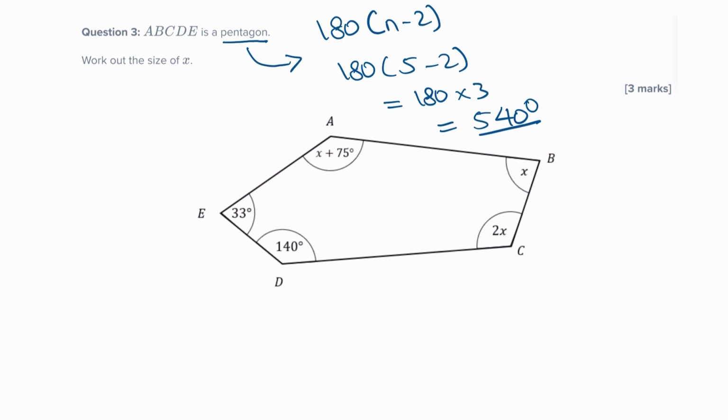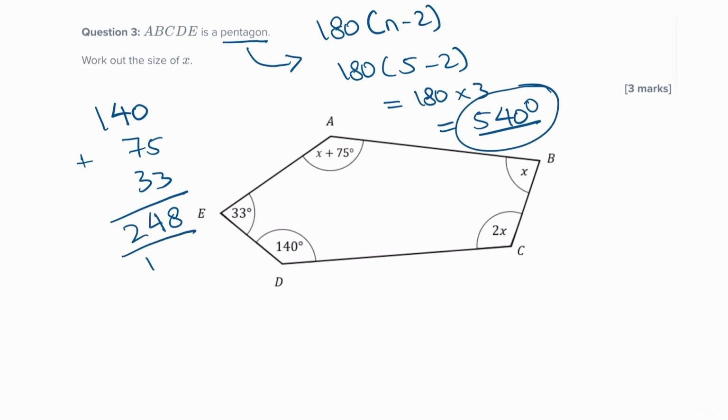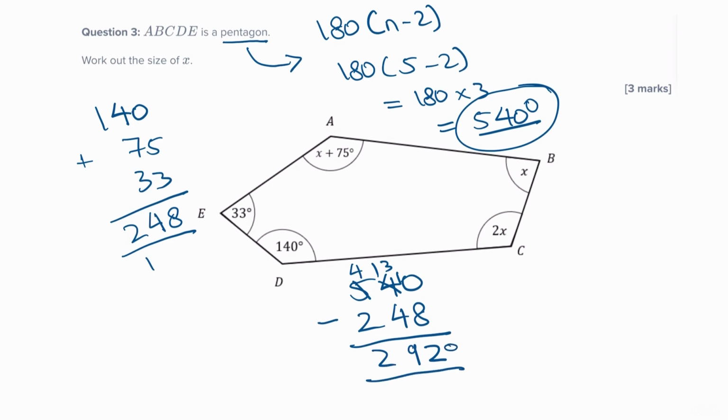Okay, so now if we add all the numbers within the shape, which is 140 plus 75 plus 33, we get 248. And the total angle should add up to 540. So now let's do 540 minus 248. Carry the 1 forward from here. That gets 2 here. And that will get us 9 here and 2 here. So we've got 292 degrees left.